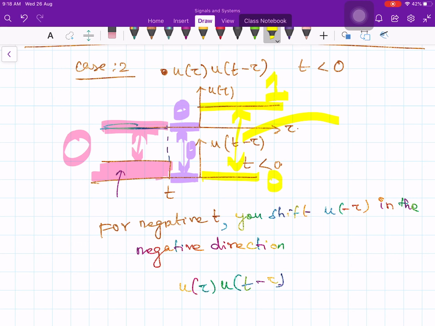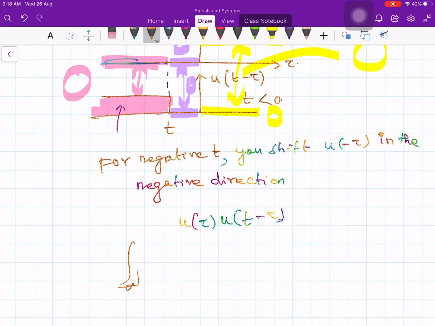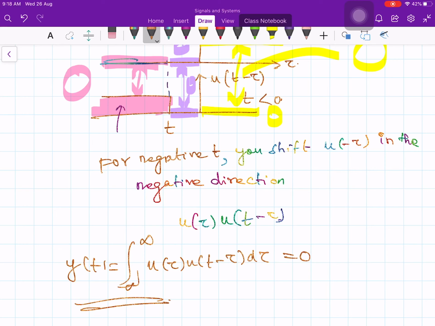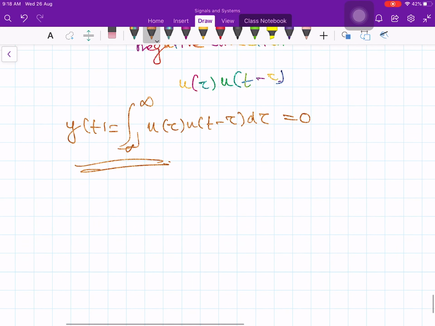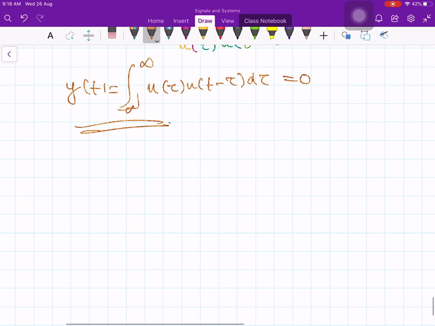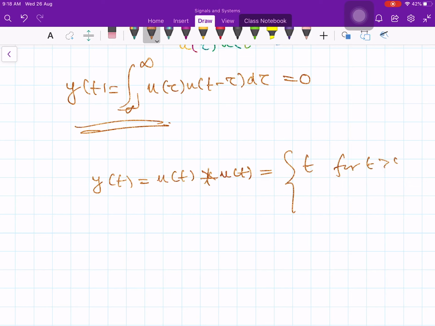Therefore, for any region from minus infinity to plus infinity, u of tau times u of t minus tau times d tau is equal to 0. Therefore, your y of t is equal to 0. The product of u of tau times u of t minus tau is 0 identically. Therefore, the area is 0 and the convolution product is 0. So, finally, your result is y of t equal to u of t convolved with u of t, which is equal to t for t greater than 0 and 0 for t less than 0.